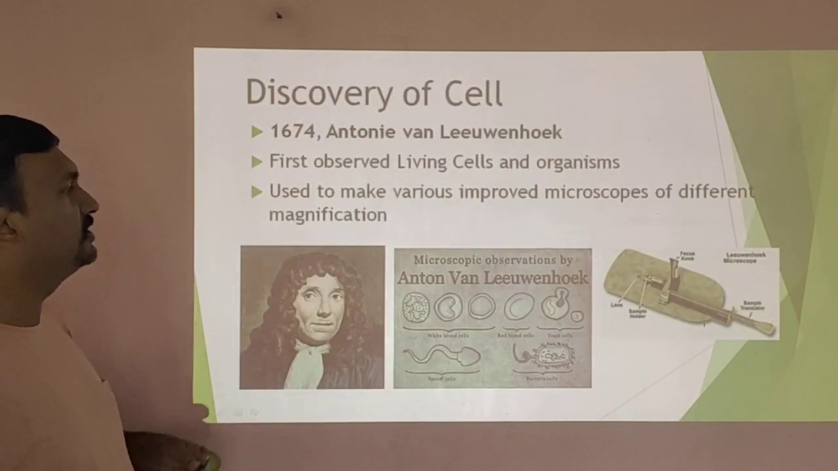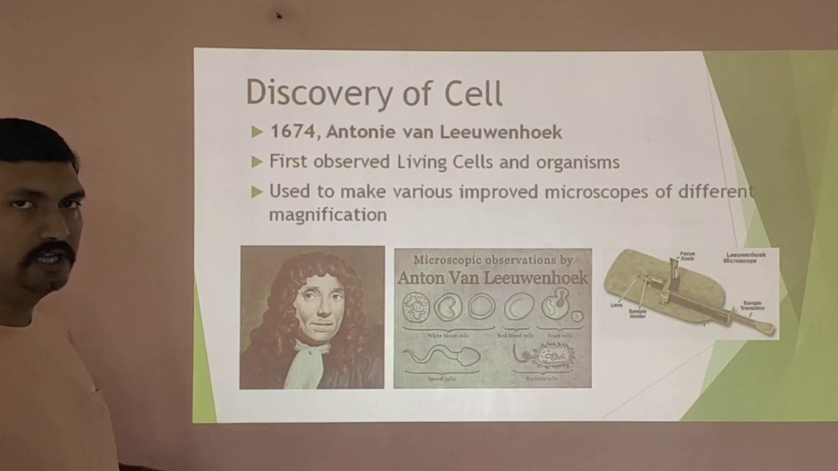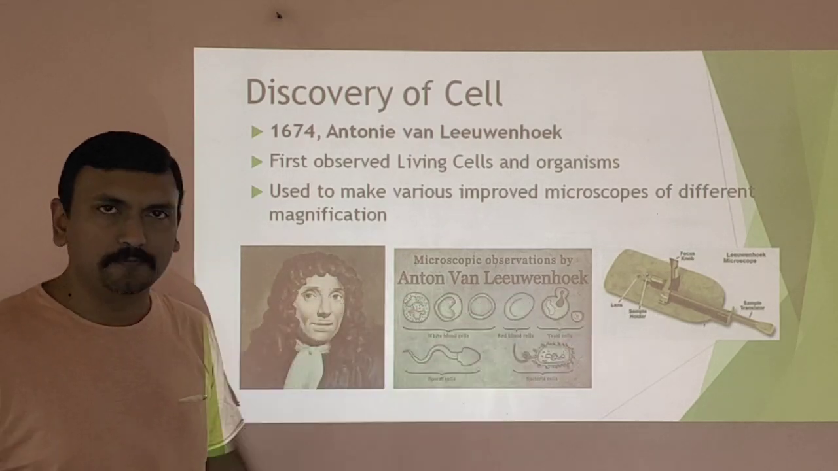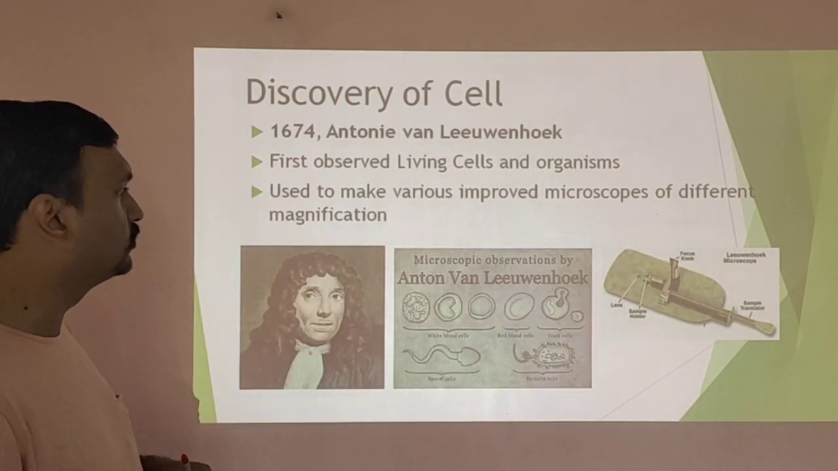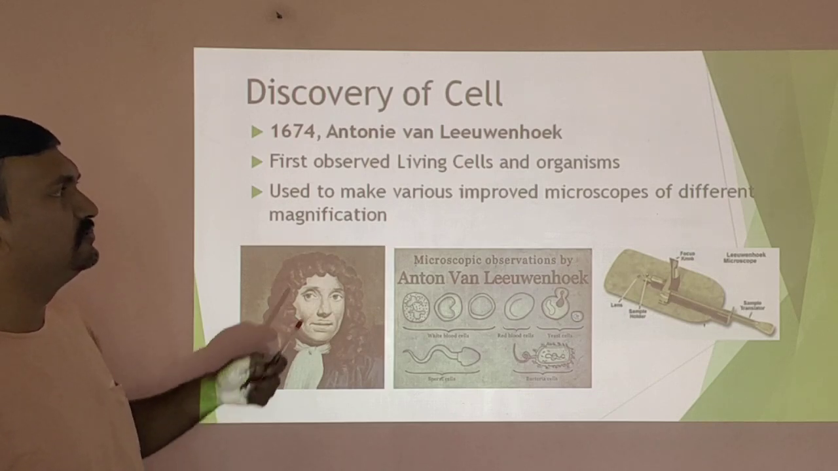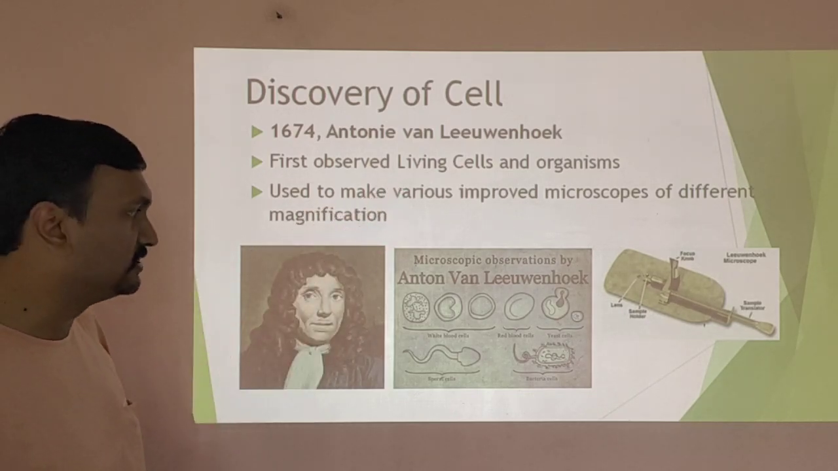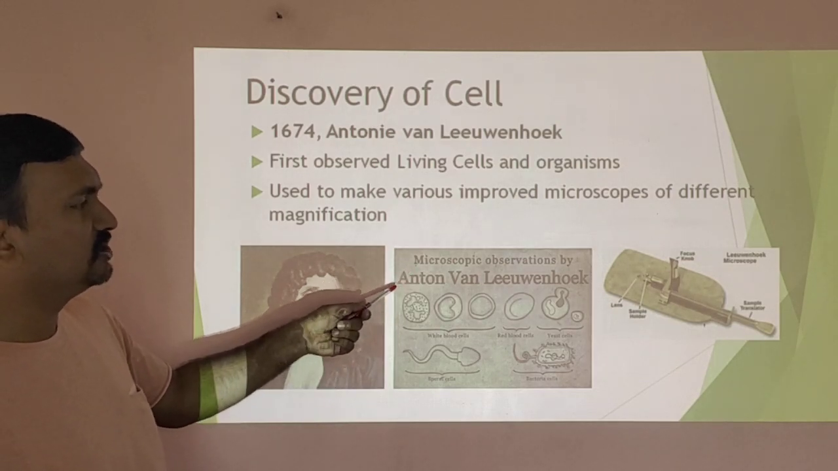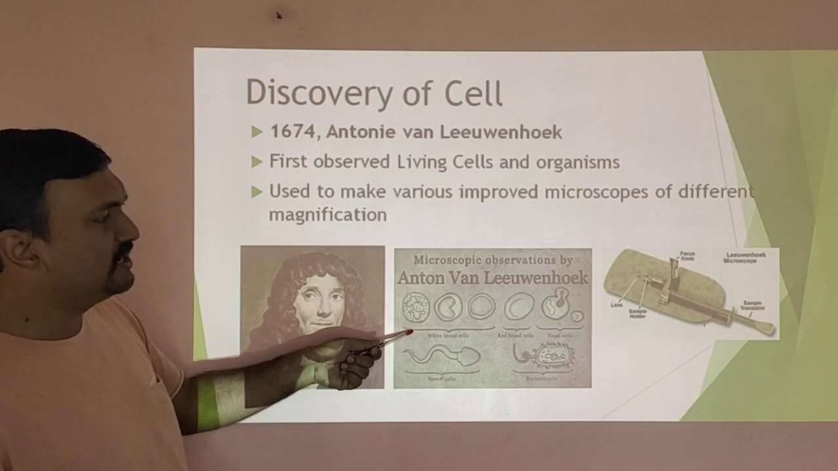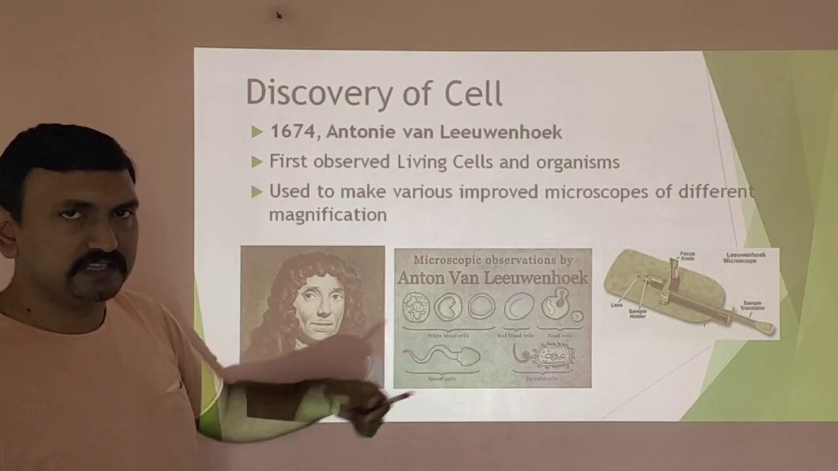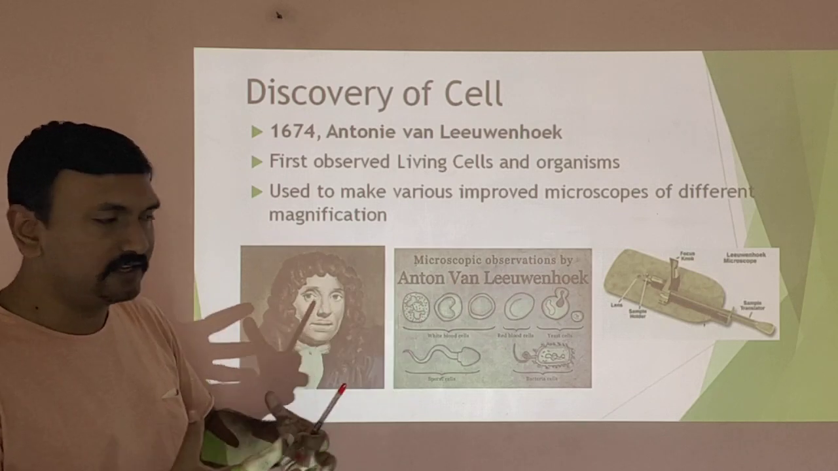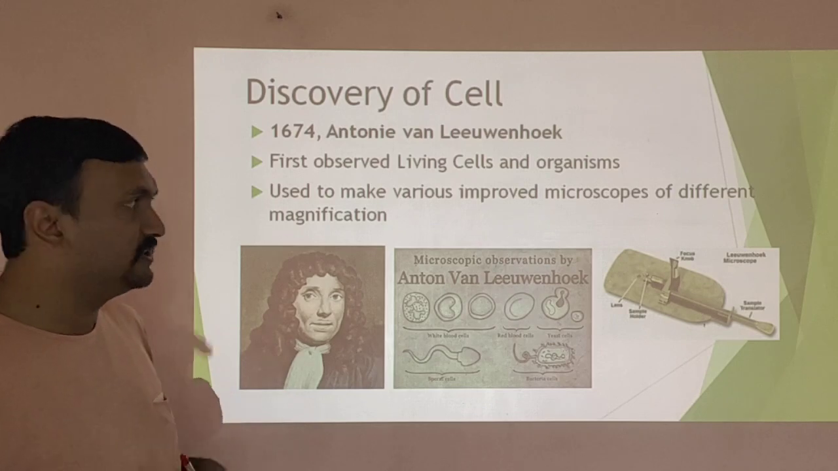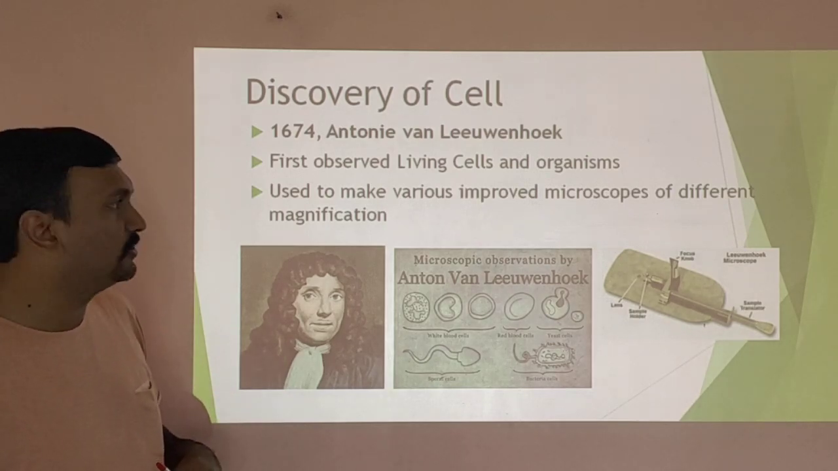Then in 1674, Antony van Leeuwenhoek was trying to observe various things with a microscope which was made by him. That was his own made microscope. And for the first time he observed certain living cells and organisms. Like you have a picture here, microscopic observations by Antony van Leeuwenhoek: some white blood cells, then red blood cells, some yeast cells which are dividing, sperm cells, bacterial cells. These living cells were observed for the first time by Antony van Leeuwenhoek.